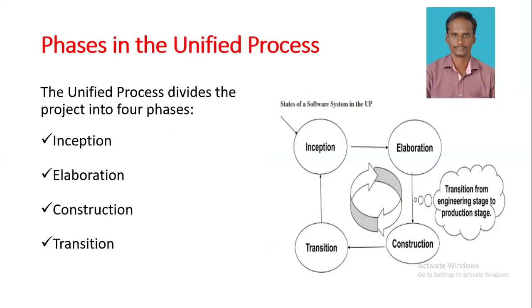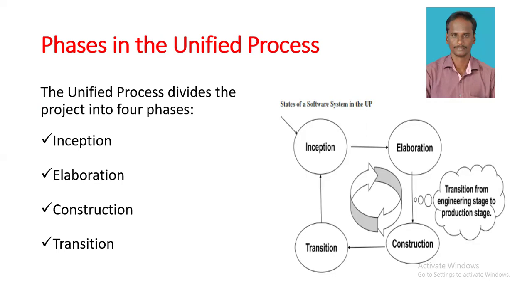Next, the phases involved in the unified process. The unified process divides the project into four phases. One is inception, another one is elaboration, next construction, and the last one is transition. First, we'll see the inception phase. Inception is the smallest phase in the project and it has some typical goals: approximate vision, business case, establishing the project scope, and vague estimates.